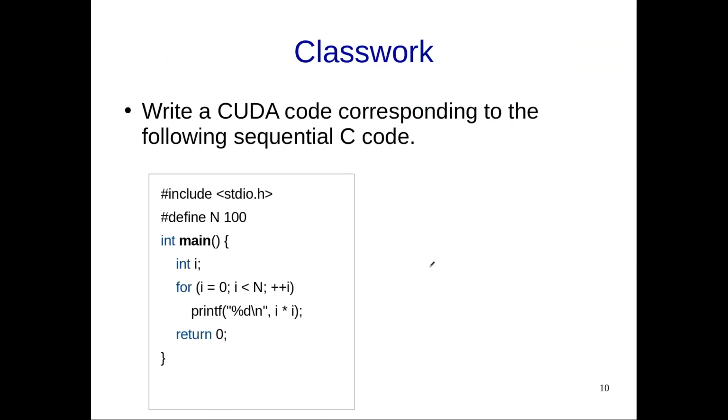Okay, so let's do this small classwork. I am giving you a CPU sequential code, our C code, and I want to convert it into parallel code on the GPU side. So please think about how you will do it with whatever we have learned so far, and if there is something additional that you require. I'll wait for a few seconds.